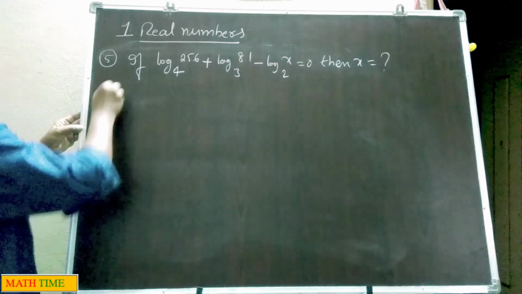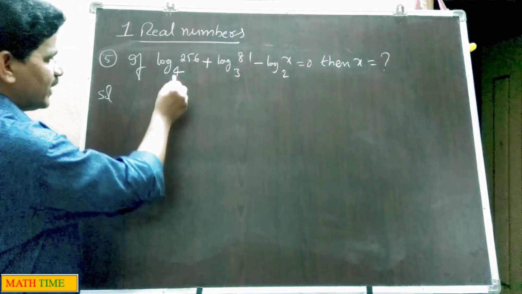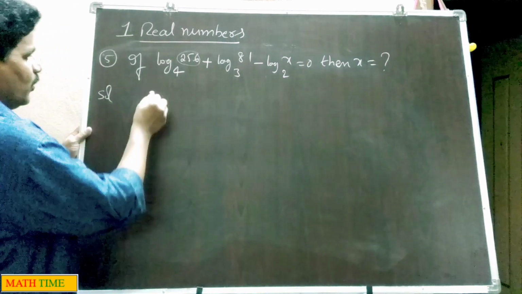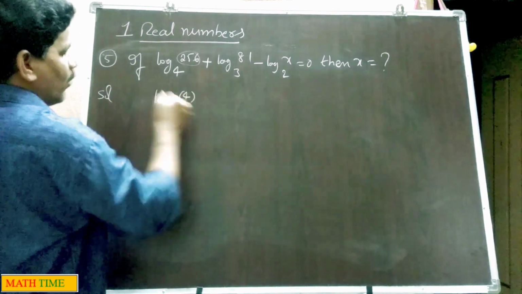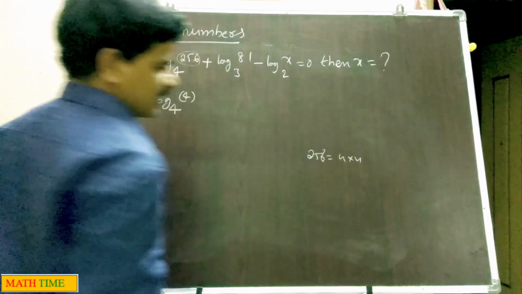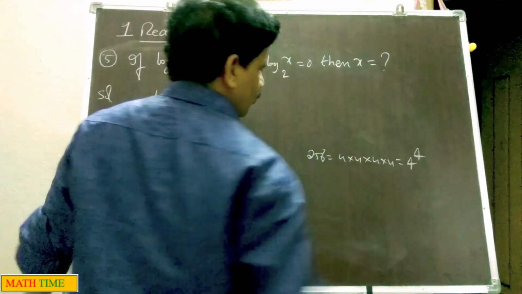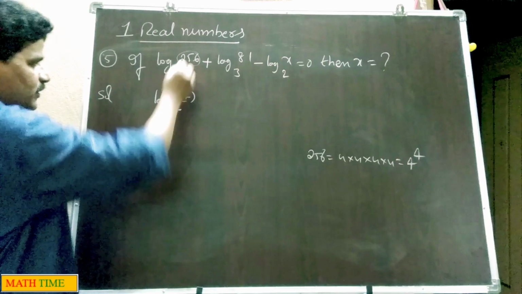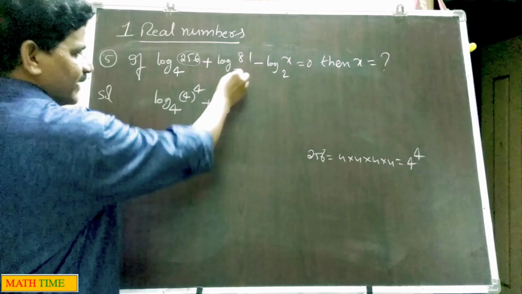Solution. First let us take the given logarithmic equation. Here the base is 4, therefore 256 should be written as 4 power something. 256 can be written as 4 into 4 is 16, 16 into 16 is 256. Therefore 256 can be written as 4 power 4. So log 4 power 4 plus log of, here the base is 3.